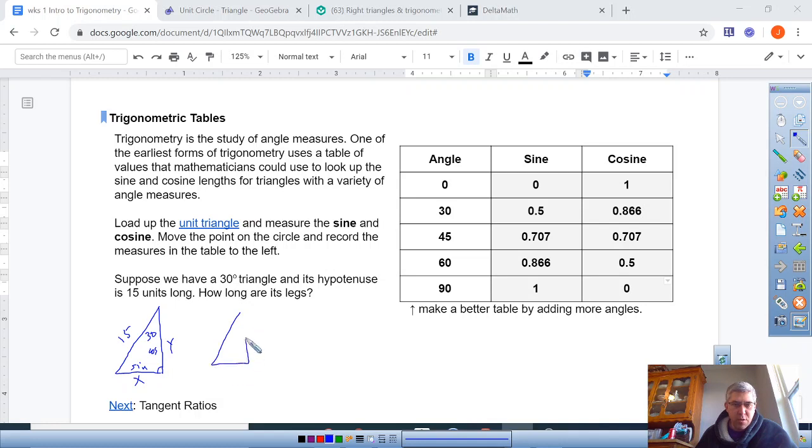If I imagine the unit triangle, with hypotenuse 1, the sine for 30 is 0.5, and the cosine for 30 is 0.866. So if I want to find the measure of x, sorry, that was my dog, she's not feeling great. So x over 0.5 equals 15 over 1. And then y over 0.866 equals 15 over 1. So x is 15 times 0.5, y is 15 times 0.866. And then you would be able to get your answer from there. I'll leave that as an exercise for the observer.